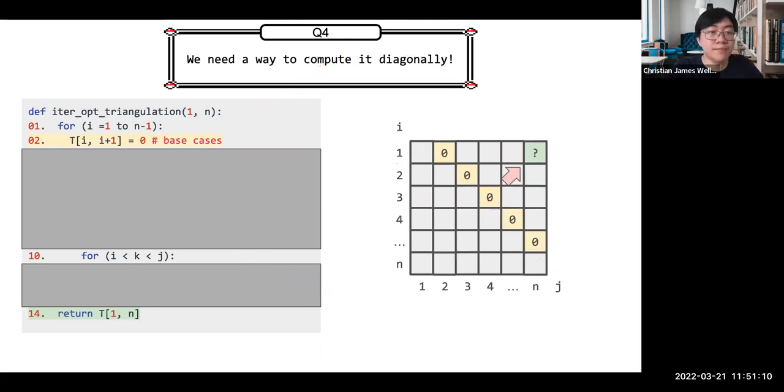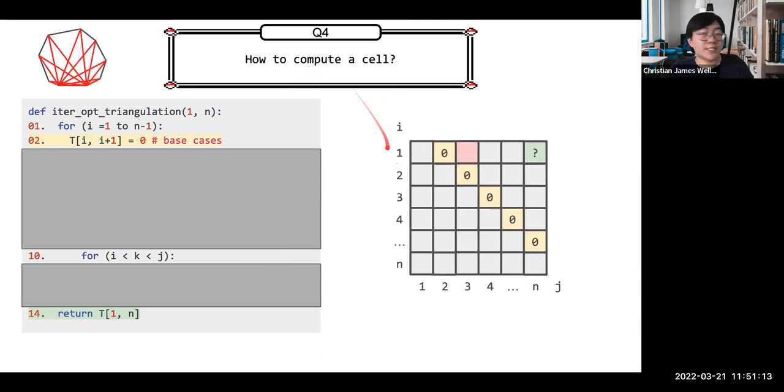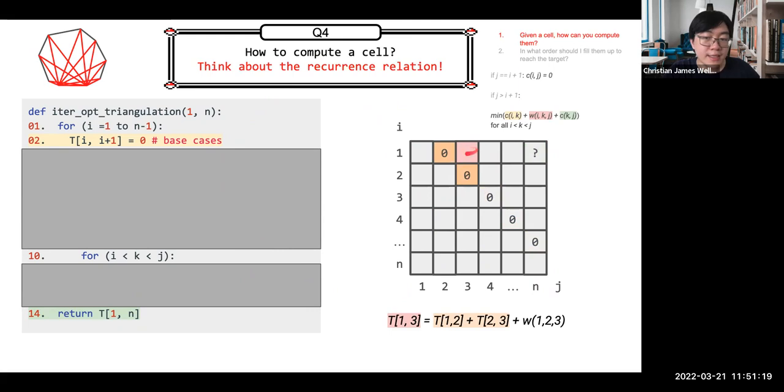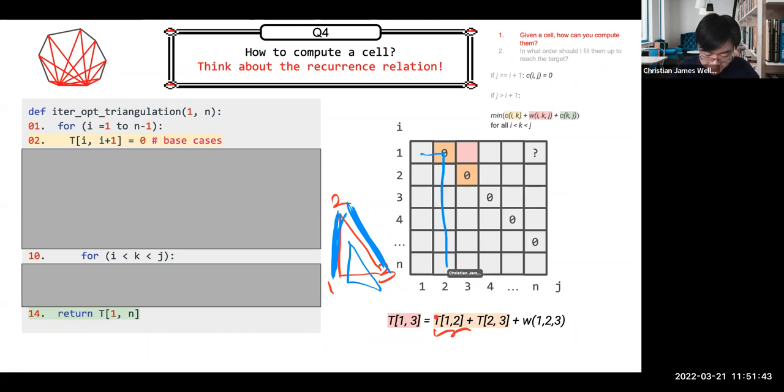So how do we compute a cell? For this particular cell, take note of the recurrence: T13, which is 1, 2, 3, takes T12 plus T23, plus the weight of this triangle. So it takes T12 plus T23; sum these two up plus the weight, and it gives you this cell. This is for this value.